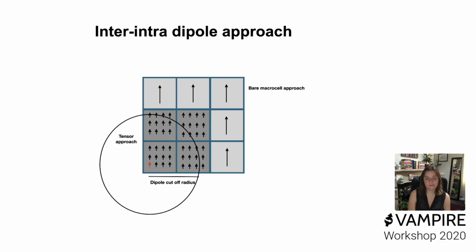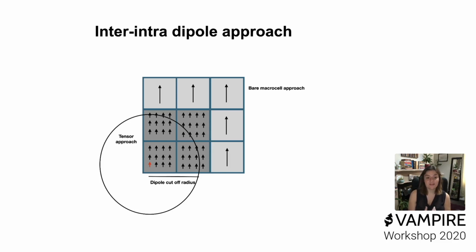So next, what we did is we created the tensor approach, also known as the inter-intra-dipole approach. In the tensor approach, you give each atom a cutoff radius. Here we have a cutoff radius of about 1.5 macrocells. You calculate atomistically the dipole tensor for all the atoms within this cutoff radius, and if it's further away than this cutoff radius, you use the bare macrocell approach.